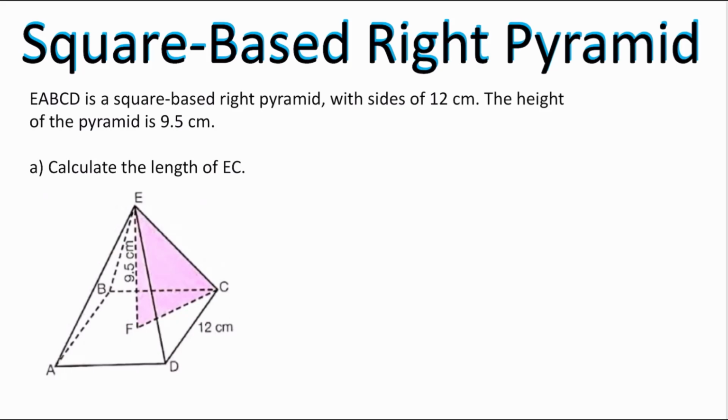Let's talk about square-based right pyramids. Look at the example that's on your screen. EABCD is a square-based right pyramid with sides of 12 centimeters. The height of the pyramid is 9.5 centimeters. Calculate the length of EC.